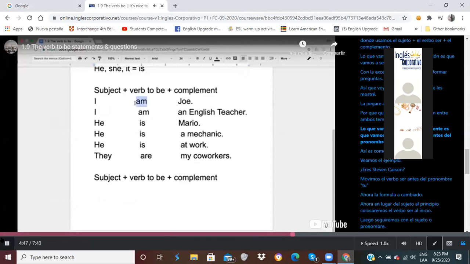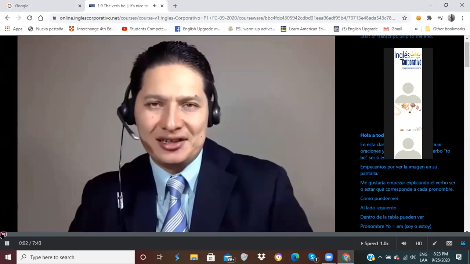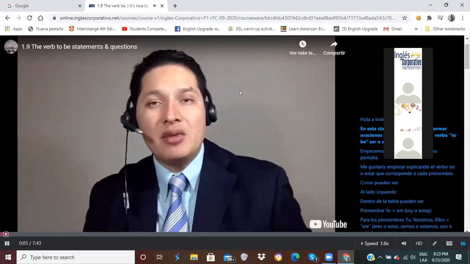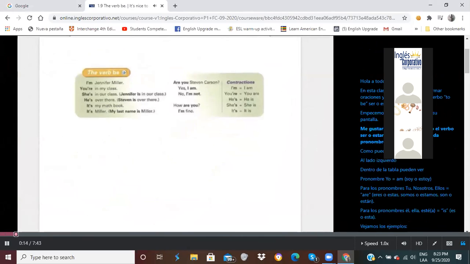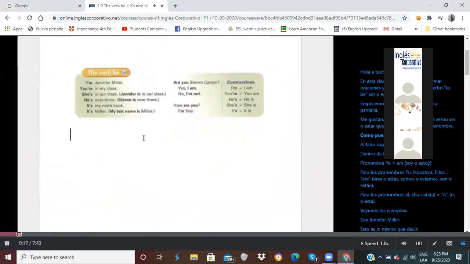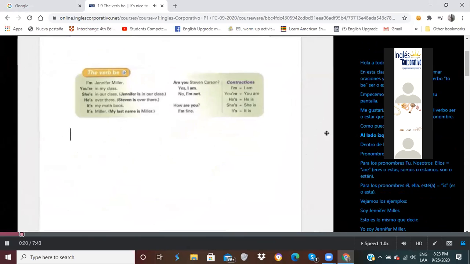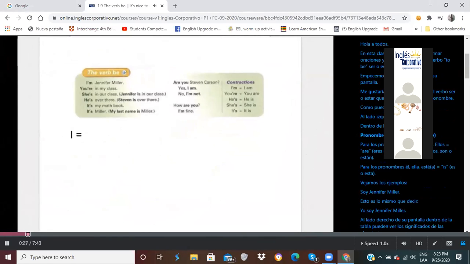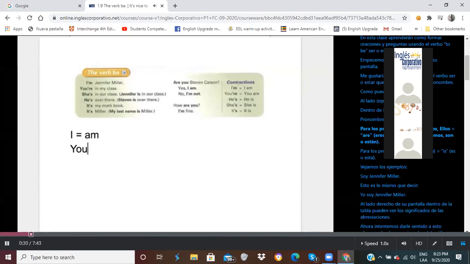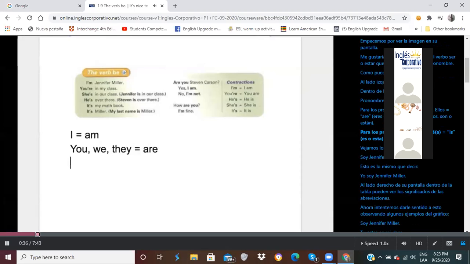Pronoun. Okay, so we're going to move this verb to be. In this class, you'll learn how to form statements and questions using the verb to be. Let's get started by looking at the image on your screen. I would like to start by explaining the verb to be, which corresponds to each pronoun. On the left-hand side of the chart, you can see the pronoun I, that will be equal to am. For the pronouns you, we, and they, you're going to use are. And for the pronouns he, she, and it, we're going to use is.